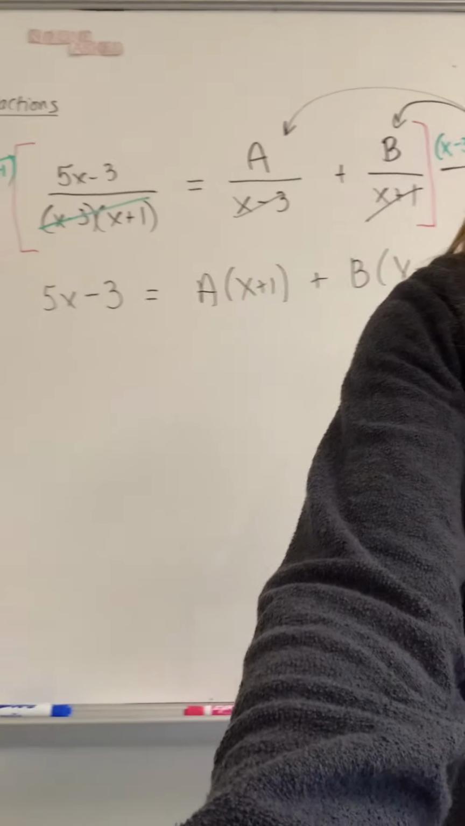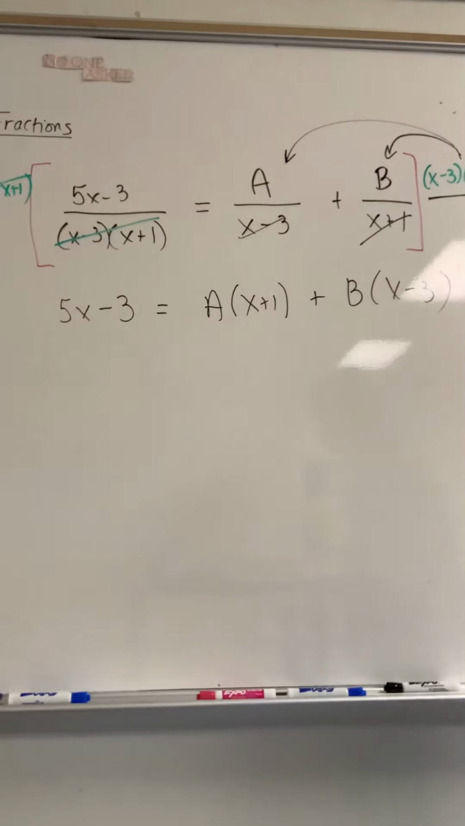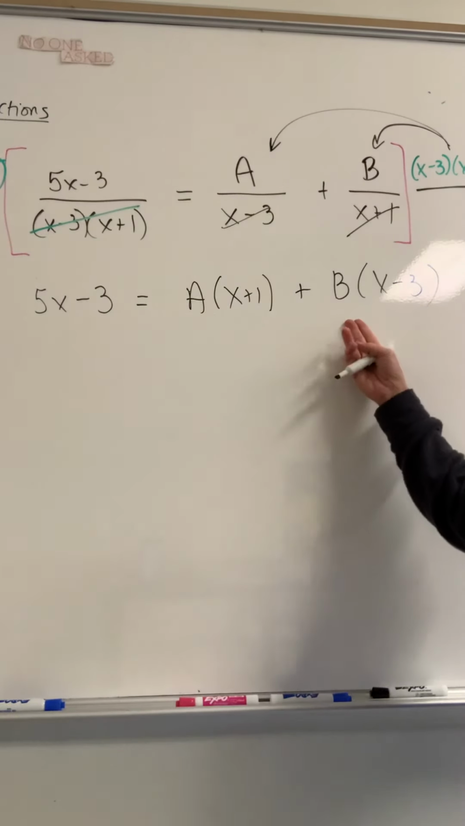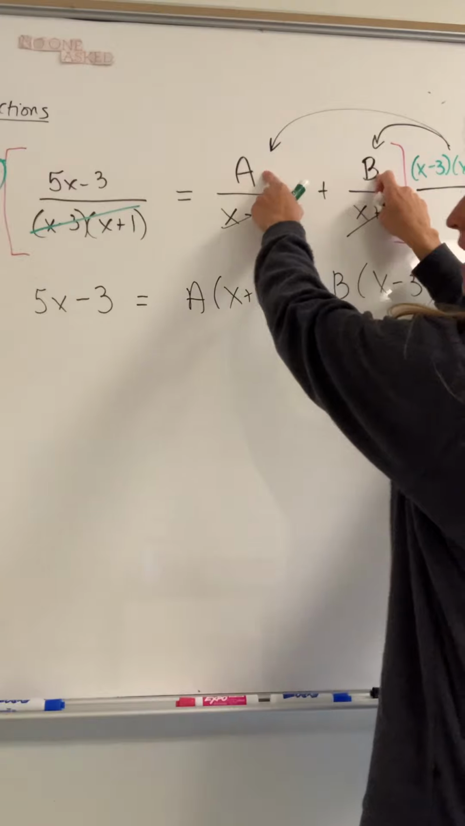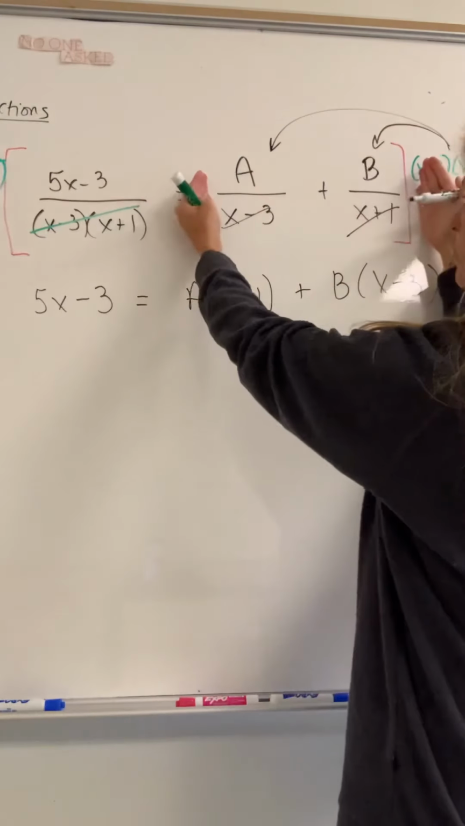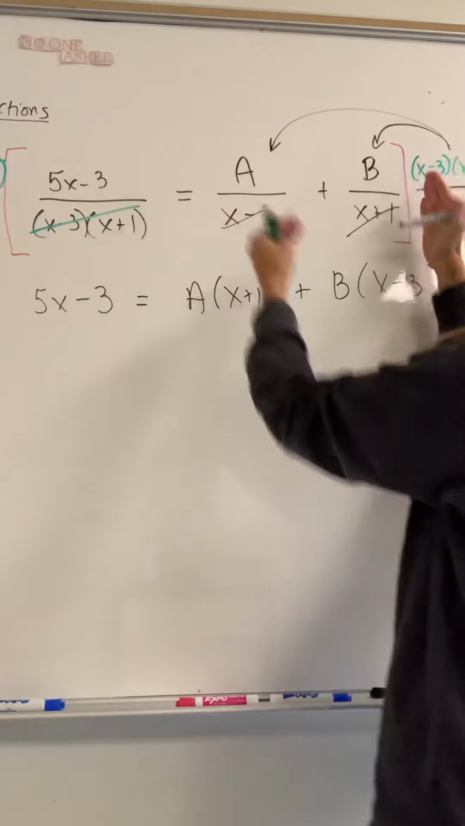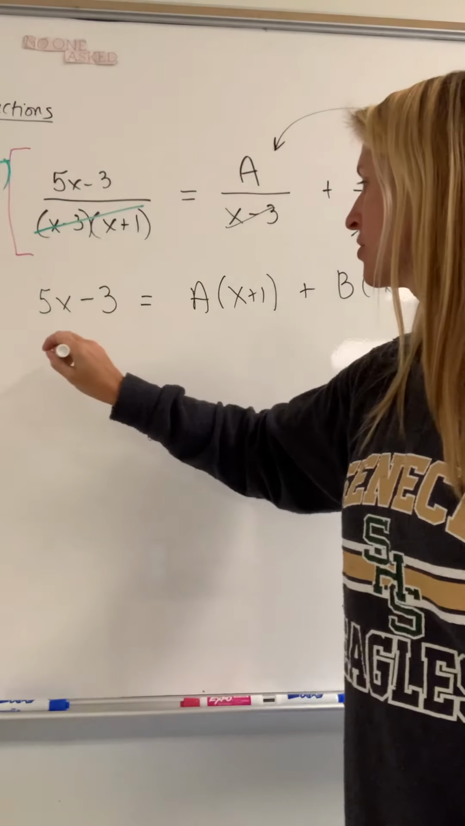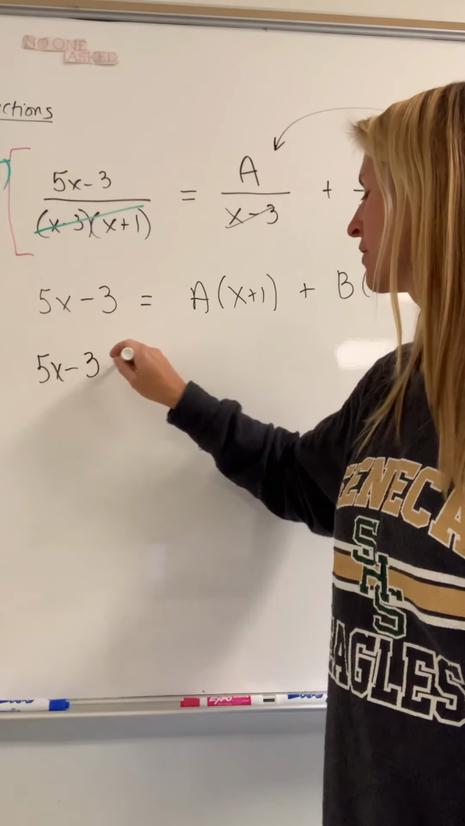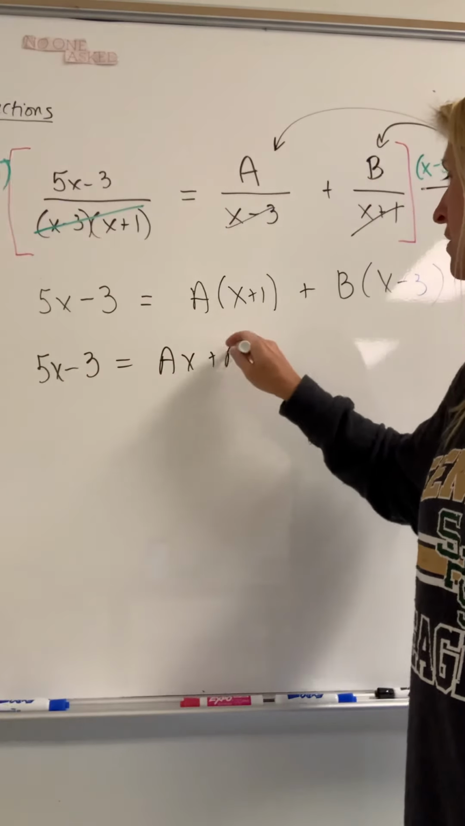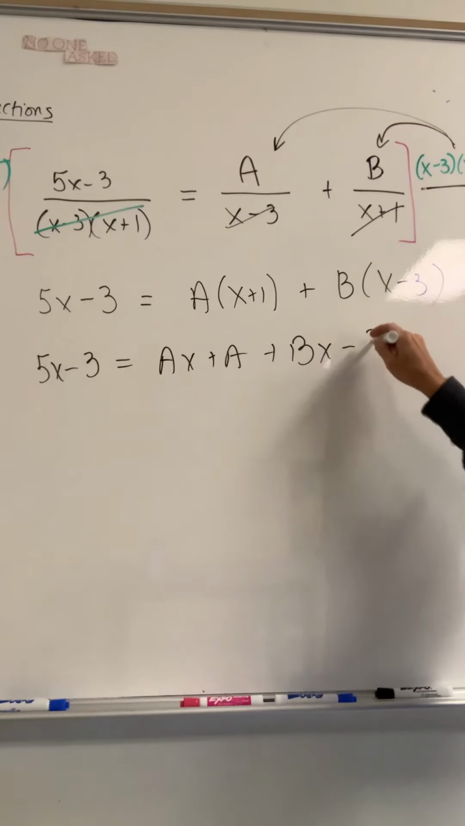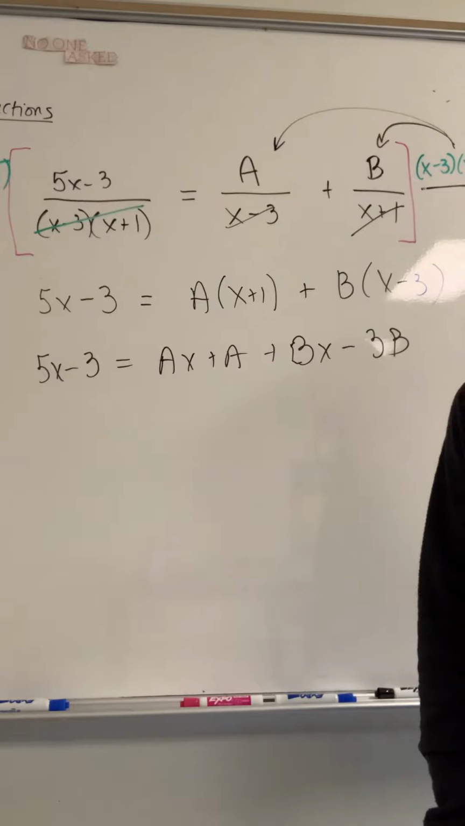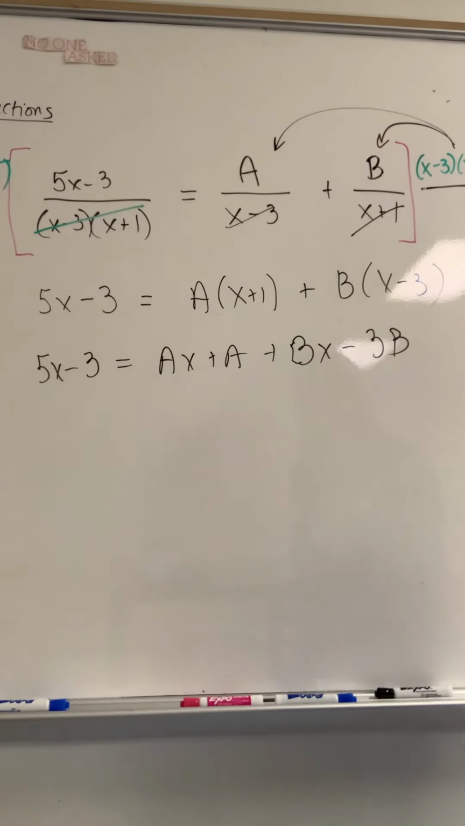Okay, so now I have this huge algebraic expression that I'm going to try to figure out what A and B are. Because if I can figure out what A and B are, then I know what the tops are, and I know then how this big fraction simplifies or gets broken apart into these two smaller fractions. So I'm going to distribute. So I'm going to have 5x minus 3 equals Ax plus A plus Bx minus 3B. Okay, agreed? Now, what the heck do I do with this mess?